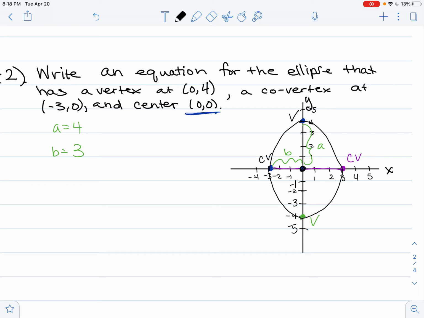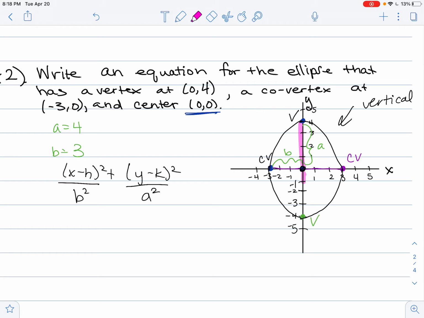But now we need to write an equation for that. So remember, this is a vertical ellipse. A vertical ellipse looks like (x minus h) squared over something plus (y minus k) squared over something equals 1. Now, if this is true, then the a value goes under the y and the b value goes under the x, because the a value is longer and the major axis is on the y axis. So that's why it goes under the y, and then equals 1.